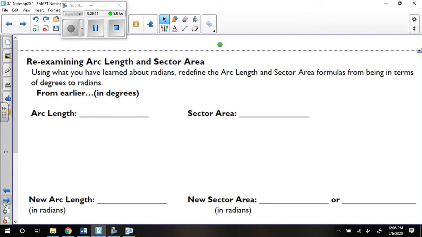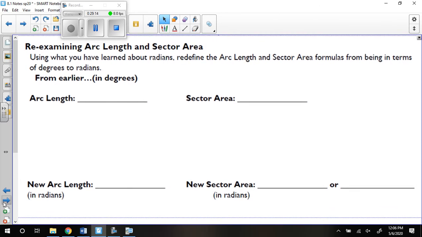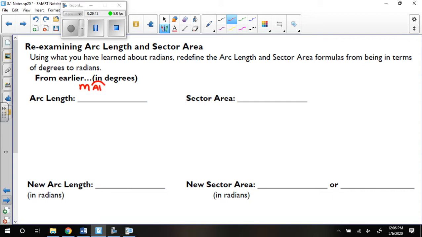Okie dokie, so at the beginning of our notes, we talked about finding arc length and sector area when our angle measures and our arc measures were in degrees. Now that we've talked about radians, we need to adjust our formulas and have a radian version of our formulas. Your arc length formula from earlier was the measure of arc AB over 360 multiplied with 2 pi r.